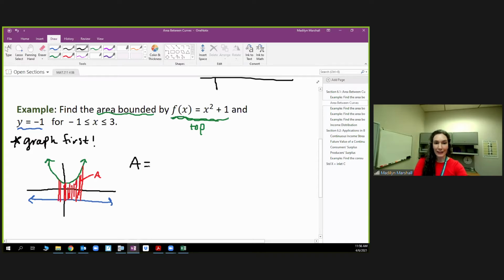So our area is always the integral on the interval we're looking at. So x is -1 to 3. So those are automatically our limits of integration.